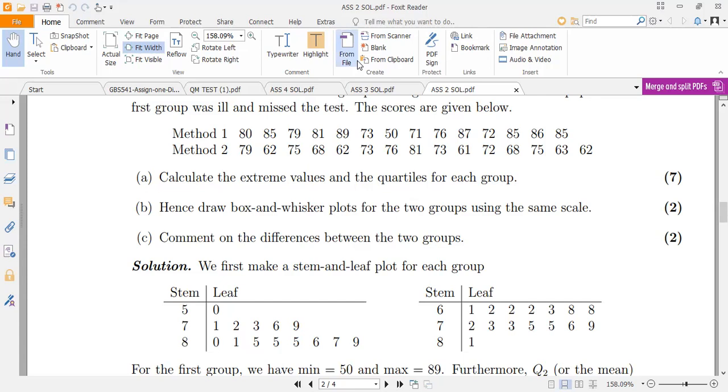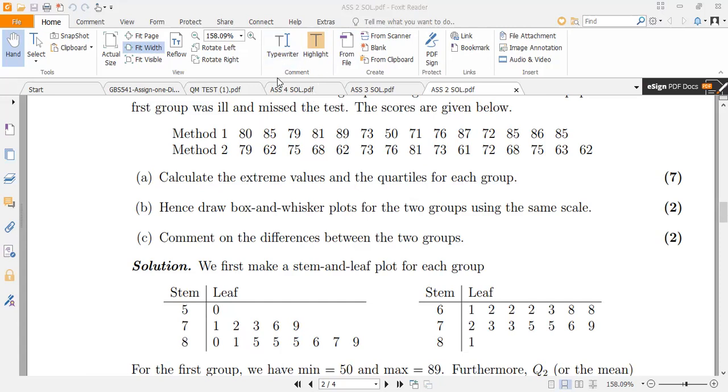So we come up with the smallest number here for method 1. The smallest number here is what? 50. Then we have no 60s, we go to 70s, we go to 7, 80s, we go to 8. If the 90s, we would have put a 9. So we're just getting the first numbers of each of these figures there. We're just rearranging them.